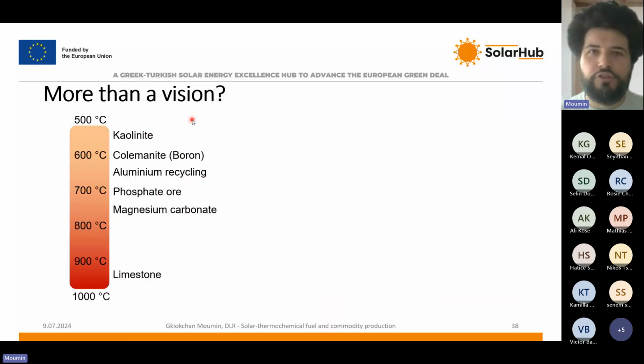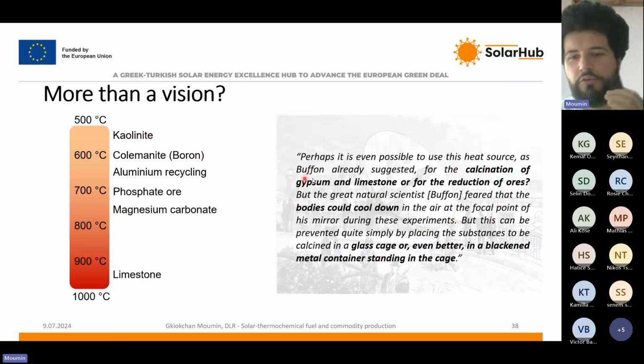And why I'm saying it's more than a vision is, if we go back and ask where the technology started, it was the work of Augustin Mouchot. He writes in his book, perhaps it is even possible to use this heat source, as Buffon already suggested, for the calcination of gypsum and limestone, or for the reduction of ores, which is exactly what we're looking at.